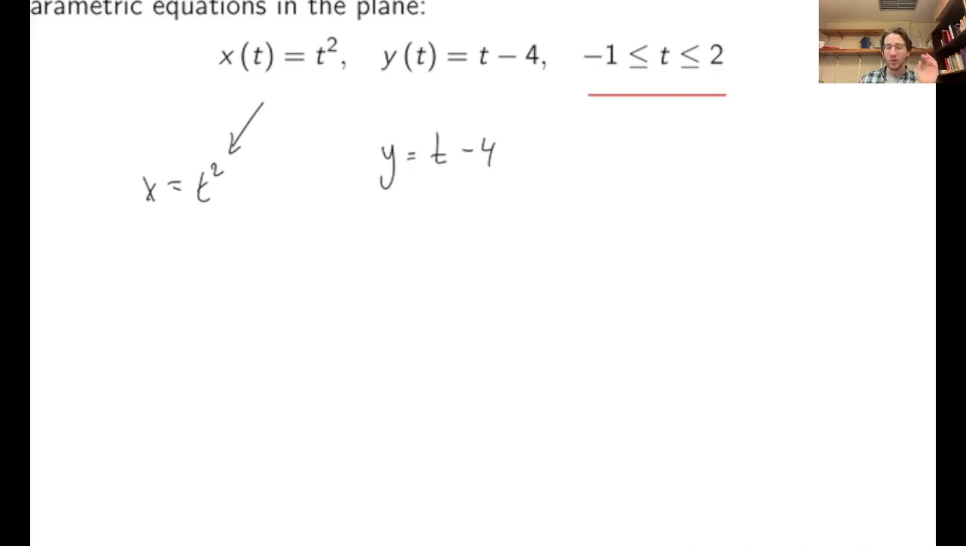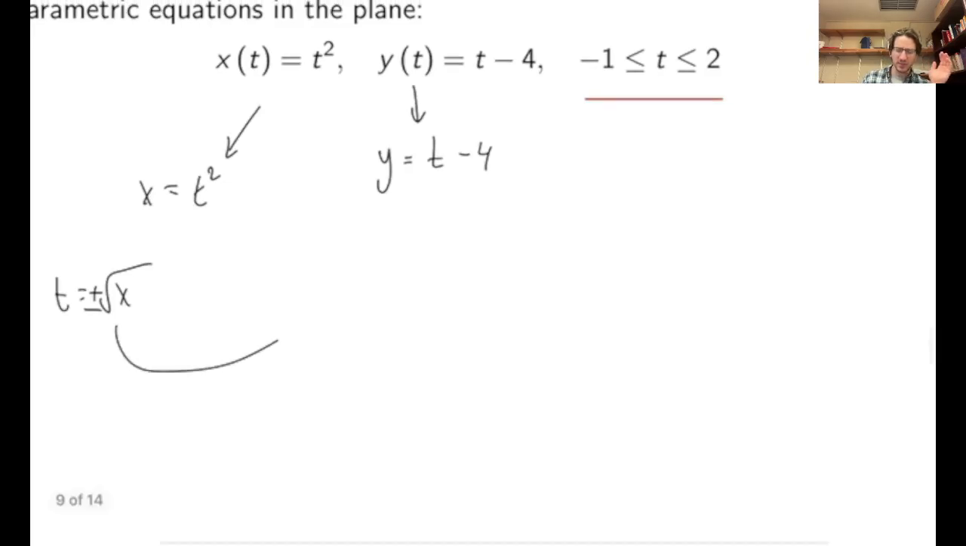Now, there's one of two things you could do. You could solve for t here and get t equals the square root of x. But when I take a square root there, I should do plus or minus, and that plus or minus is messy. You could plug that in over here and get y as a function of x, but again, that's a little messy because of the plus or minus.